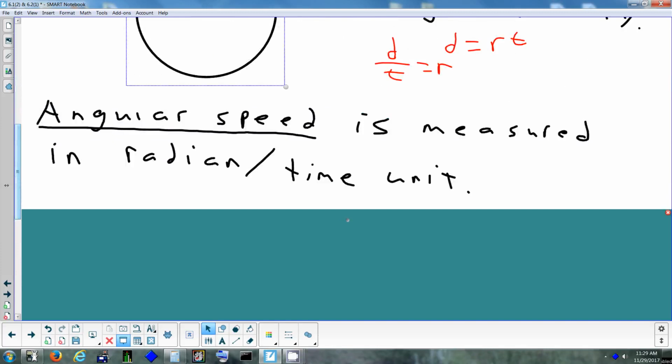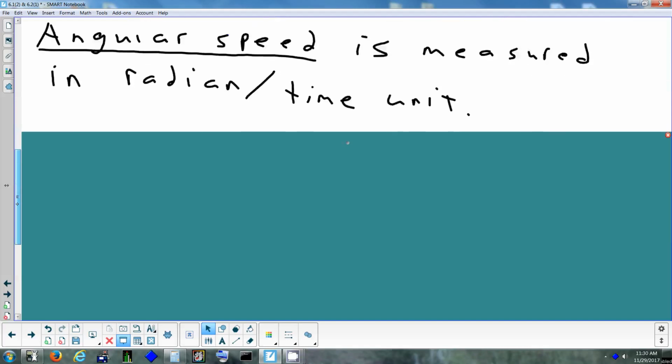In your book, if they say to find the angular velocity of something and they do not tell you the units to use, always assume radians per whatever the time is. Radians per second, per minute, per hour. Okay, time can be anything. But we assume radians unless they tell us otherwise.